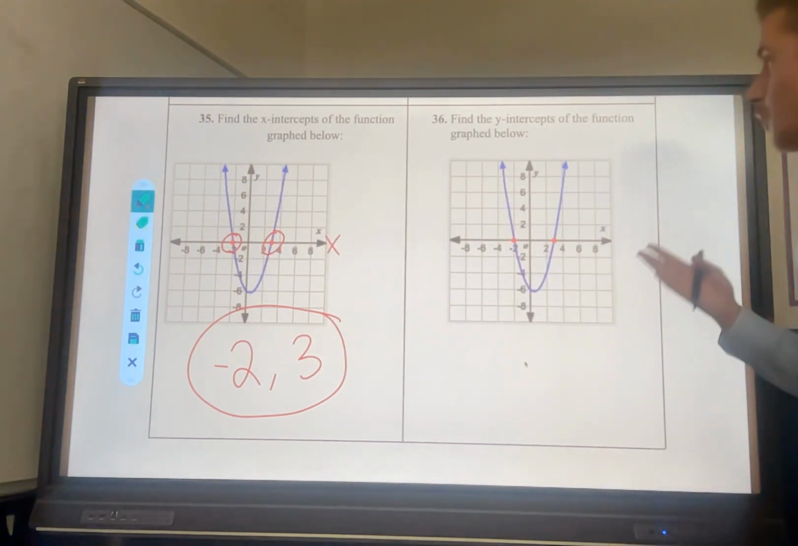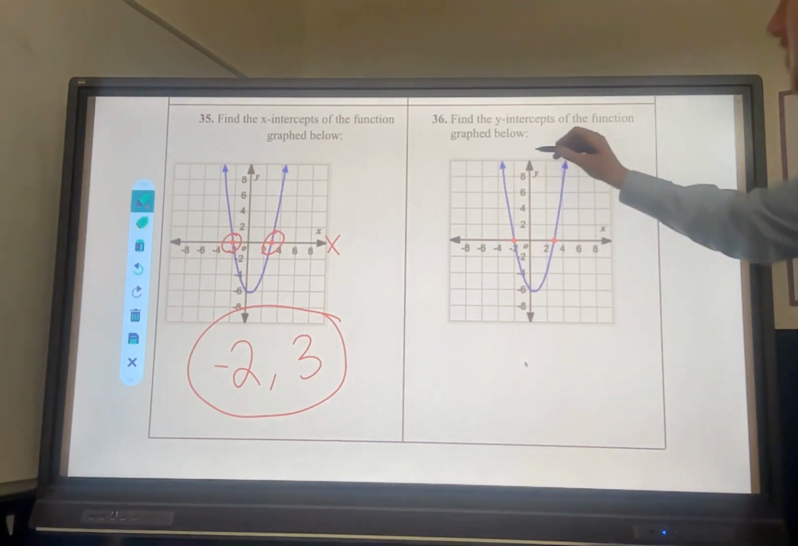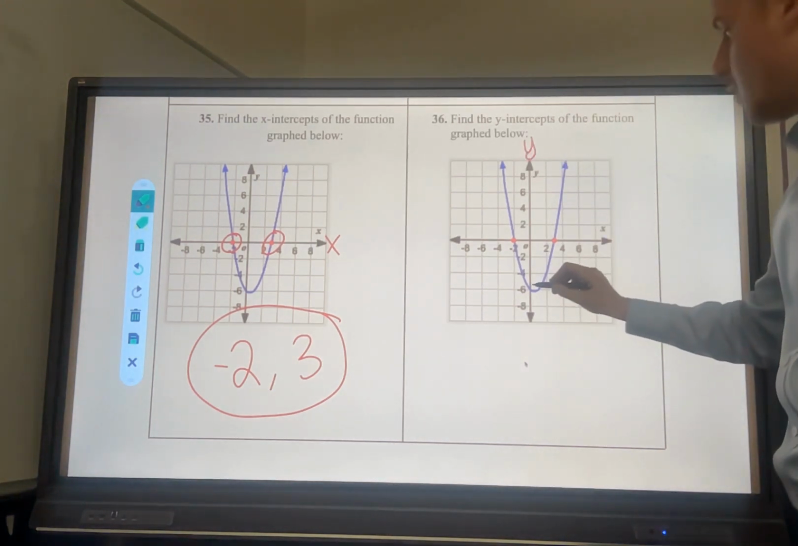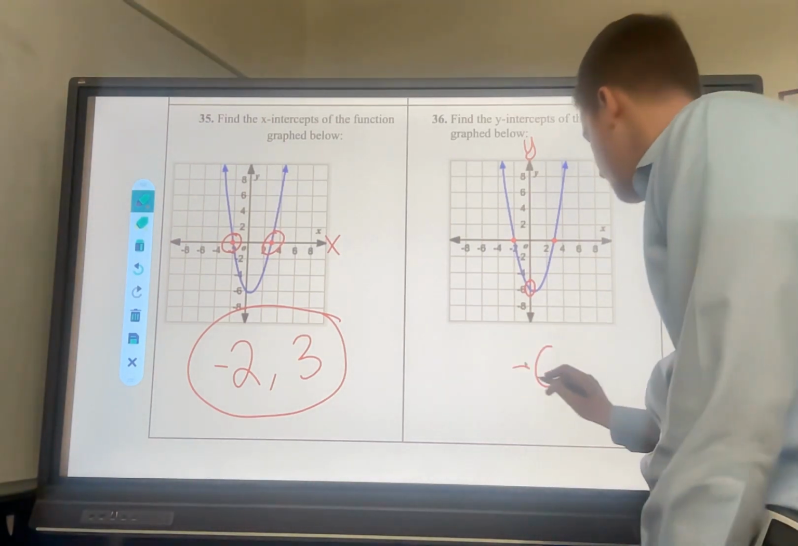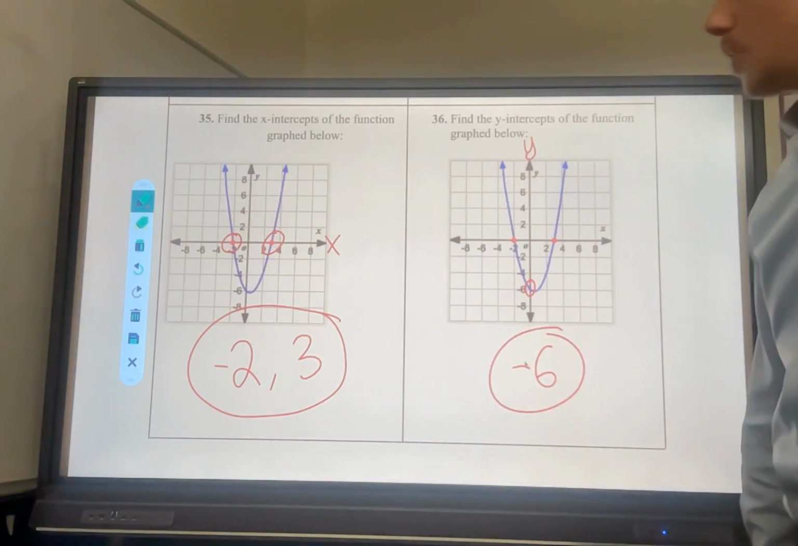Moving over here, where are the y-intercepts? So this is our y-axis, and we cross right here, and that is at the point -6. So that's the answer I'm looking for there.